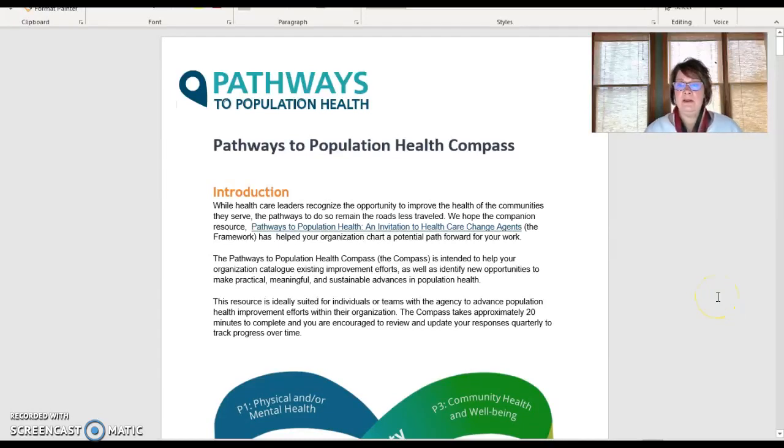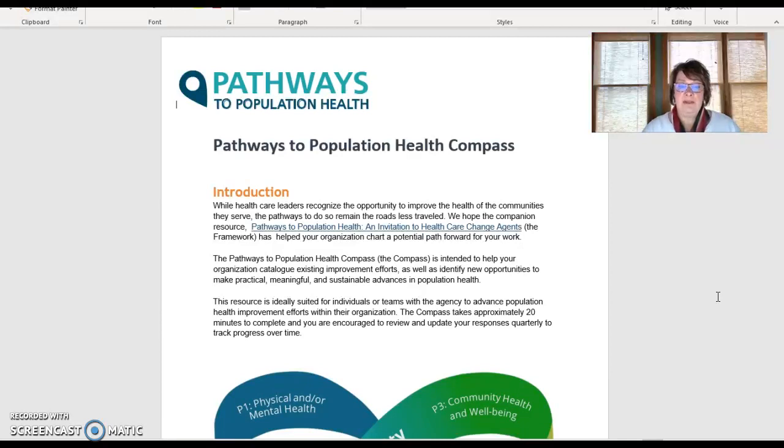For your assignment in this module, we're going to do the Pathways to Population Health Compass. And I just want to highlight the fact that Pathways to Population Health is something that was formulated through the Institute for Healthcare Improvement, and it is a wonderful resource that extends beyond the actual Compass tool itself. There are resources there that you will find to be very helpful.